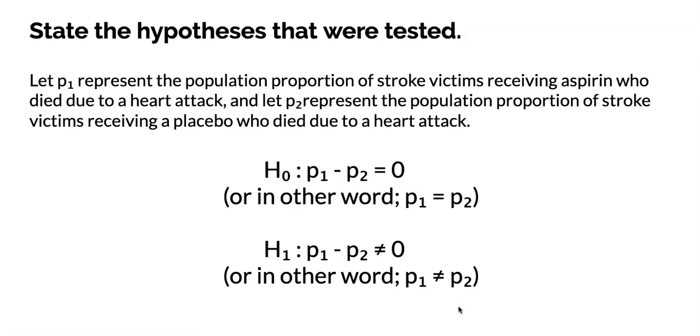But let's state the hypotheses that we're testing. Let P1 represent the population proportion of stroke victims receiving aspirin who died due to heart attack, and P2 represent the population proportion of stroke victims receiving a placebo who died due to heart attack. In our null hypothesis, we assume they are the same. If they're the same, you subtract, you get 0. So the null hypothesis assumes that their difference is 0. There's no difference. The alternative is that the difference is not equal to 0.